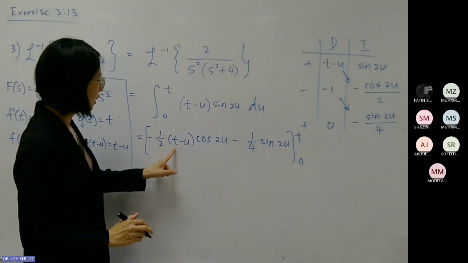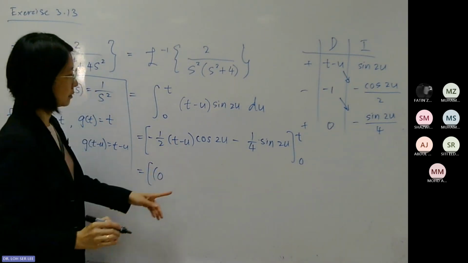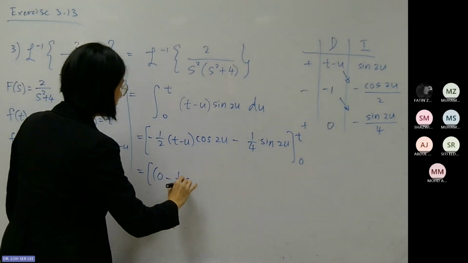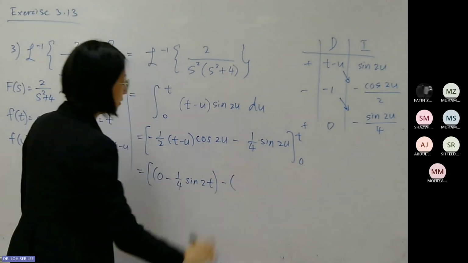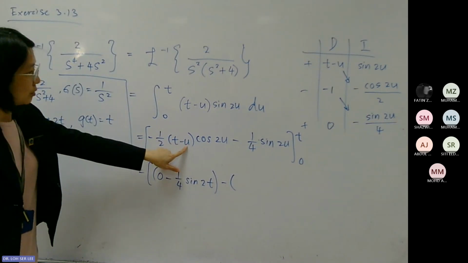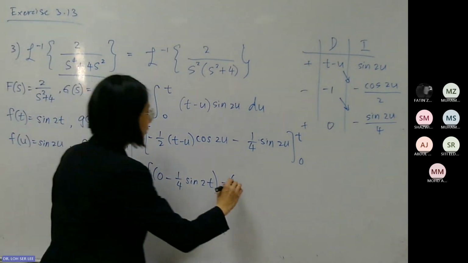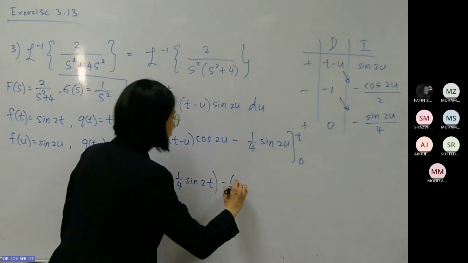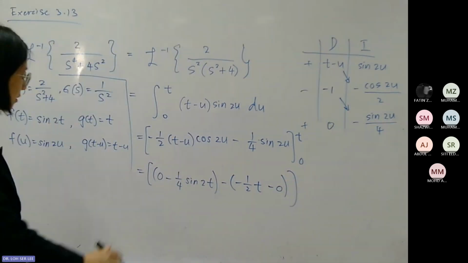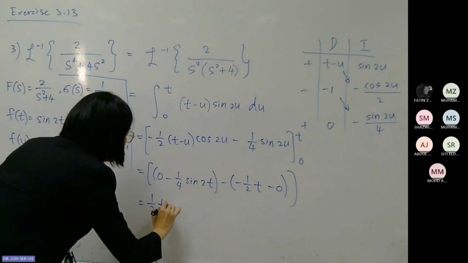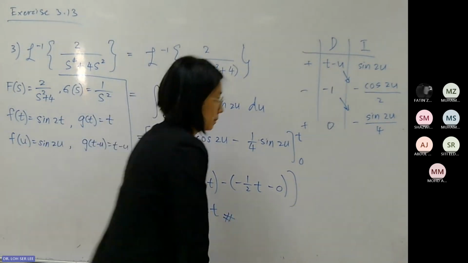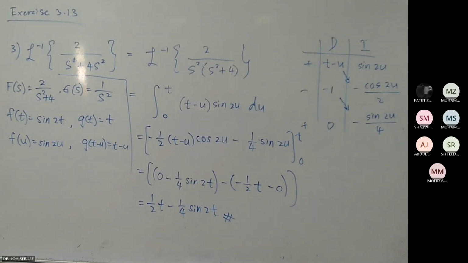Substitute t into u: t minus t is 0, minus 1 over 4 sine 2t. Minus the substitution of 0 into u: cos 0 is 1, and when u is 0, you have t, so minus some t. Sine 0 is 0. So you get positive half t minus 1/4 sine 2t. Okay, any questions?